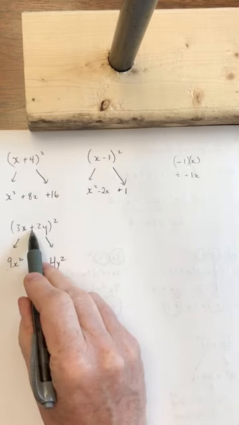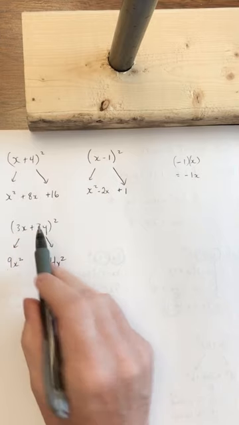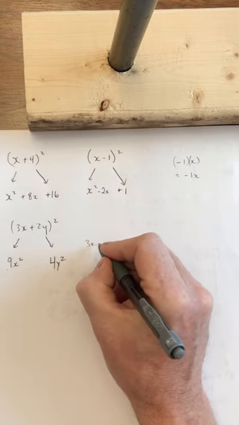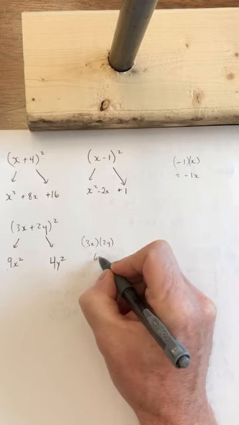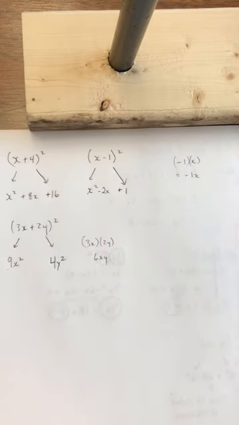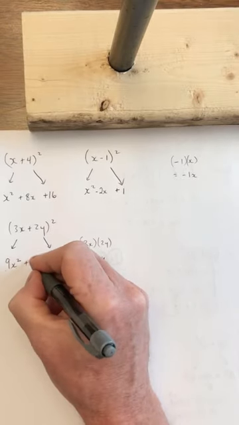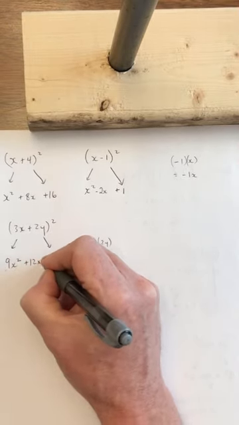And what we're going to do is multiply our two terms together. So we know that 3x and 2y when multiplied together is 6xy's. And our middle term is going to be double that, so plus 12xy's.